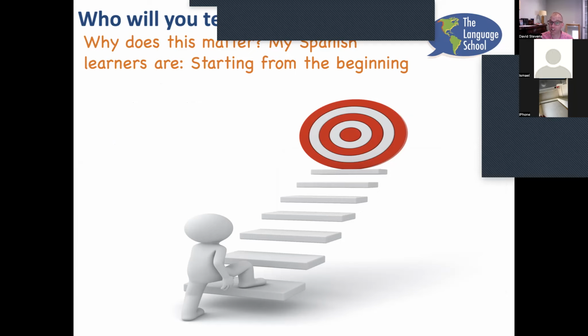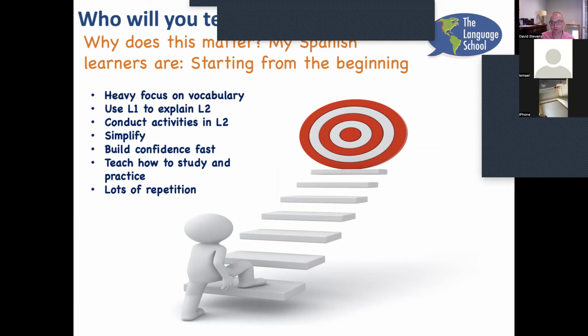Next, most of my students are starting from the beginning. So despite having been exposed to the language at some point in their lives, they do not speak enough to be able to introduce themselves to a new person. So they have to start from the beginning. And this tells me everything I need to know, right? As a teacher, I have to put a heavy focus on new vocabulary. I have to use my first language, English, to teach Spanish and vice versa, so that I'm helping my students feel comfortable. So although I use English to explain Spanish, we then go into our activities where we speak Spanish.